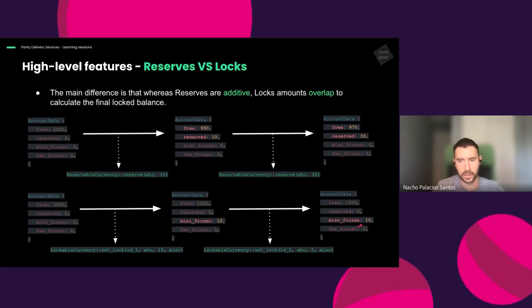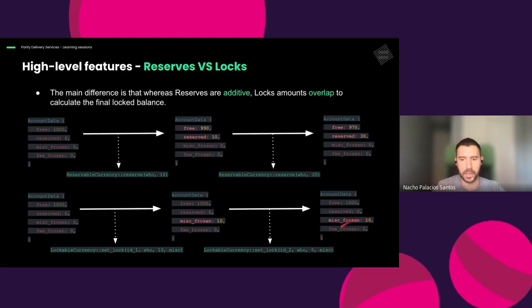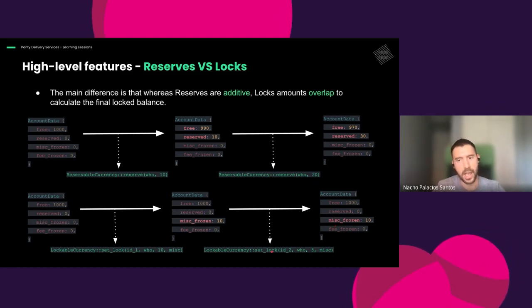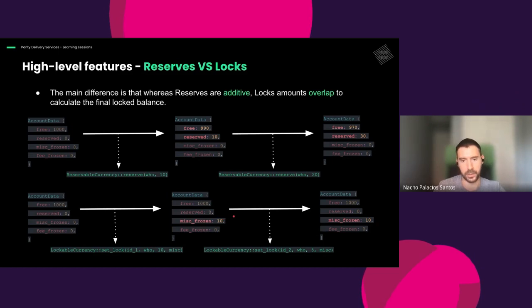What will happen? Nothing will happen, because they overlap. Since 5 is lower than 10, the account data will not be updated in any form. So what this pallet is saying is, as long as you have at least 5, I'm happy with it. Because there were already locked 10 tokens, there are no changes in the account data. And now my colleague Dominique will explain how this is integrated.